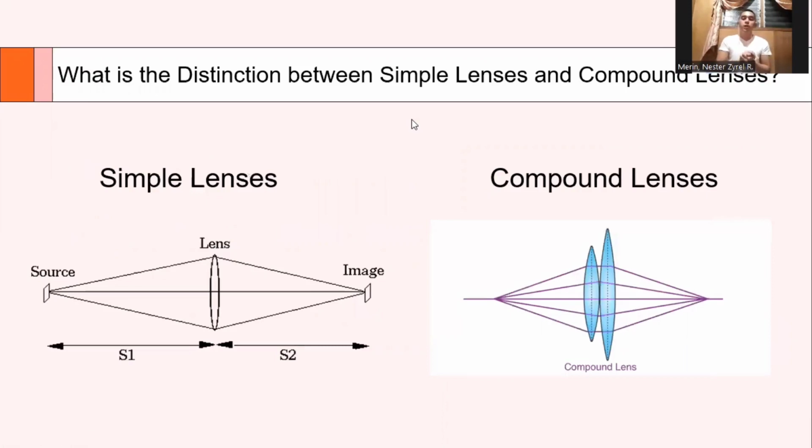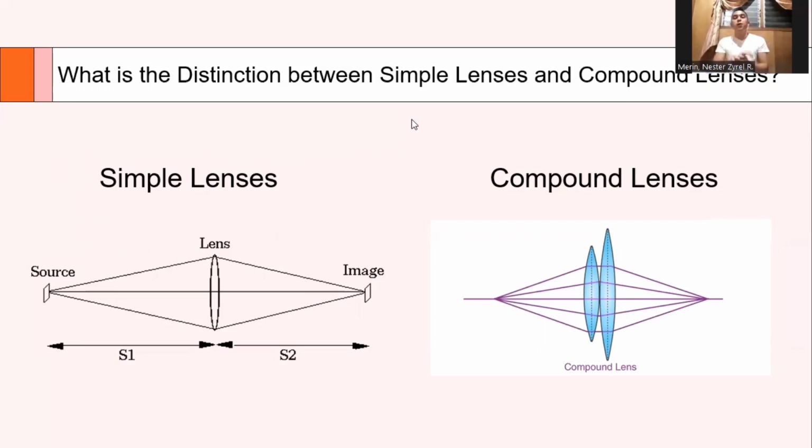Distinction between simple lenses and compound lenses. The simplest difference between the two is that simple lenses contain only one lens, while compound lenses contain two or multiple lenses. A great example of a simple lens is the magnifying glass, which we use to magnify objects for us to see them clearly or to see detail. We also use the magnifying glass to see our fingerprint pattern.